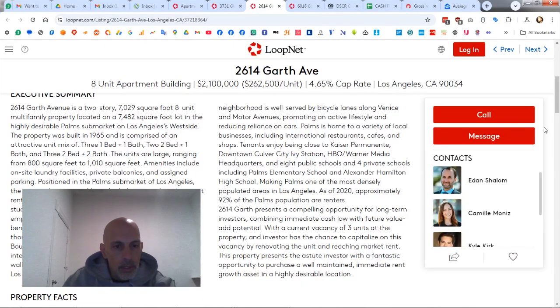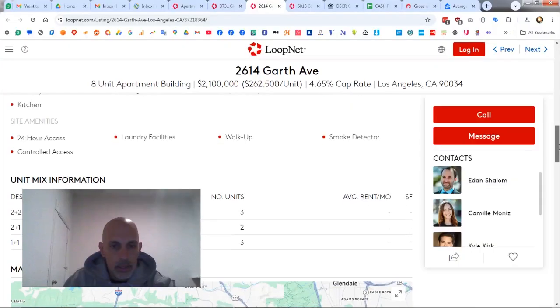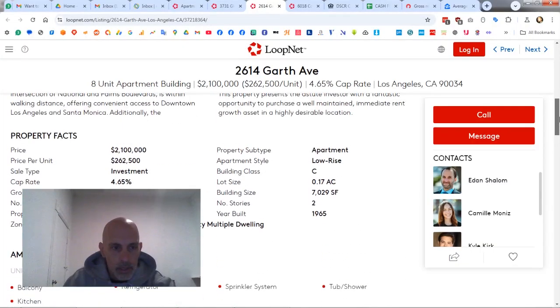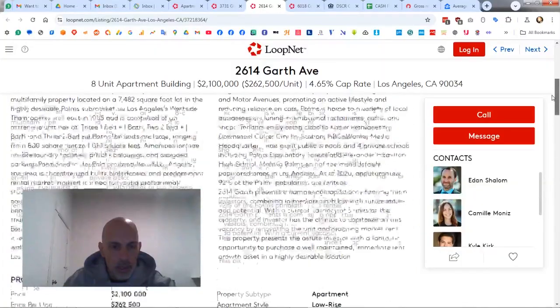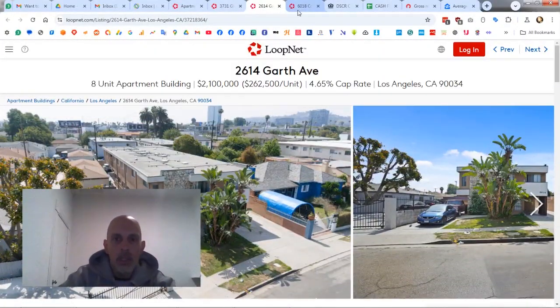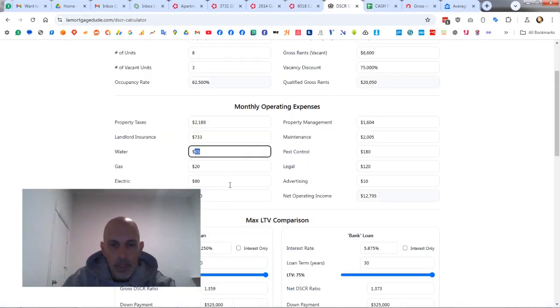I don't see anything about utilities here. I don't even see anything regarding NOI, so it doesn't really tell us much. But let's assume 65, gas for the washer and dryer, electric for the washer and dryer, trash 250 is about right.